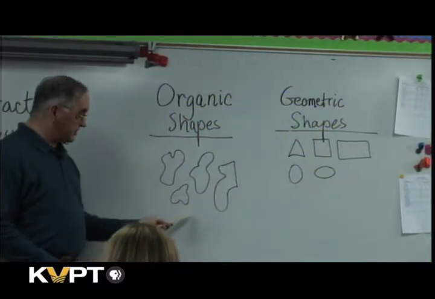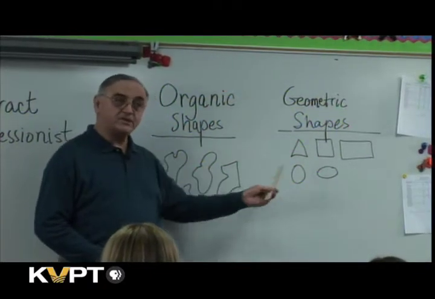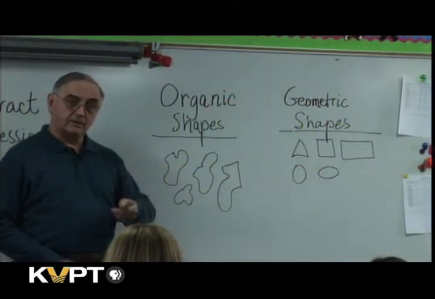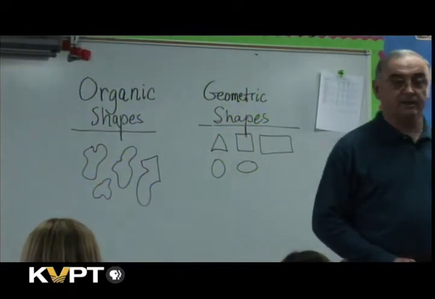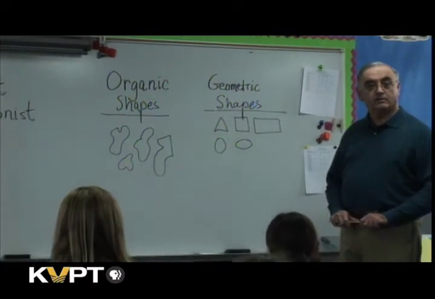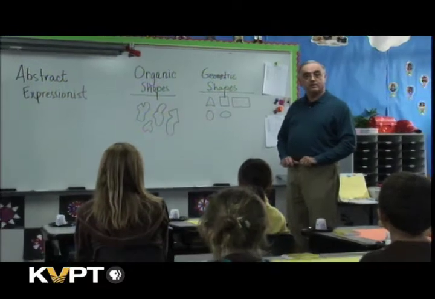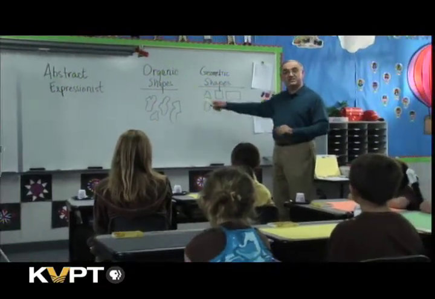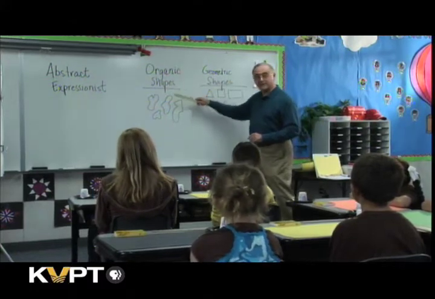So I want you to look at these shapes. These are organic ones, and these are geometric ones. Now, what's the difference between them? Chris? They're squiggly and they're a little bit bigger than each other from the geometric shapes and the organic shape. Organic? So everybody say organic for me. Organic. Organic, good. So these are squiggly, aren't they?